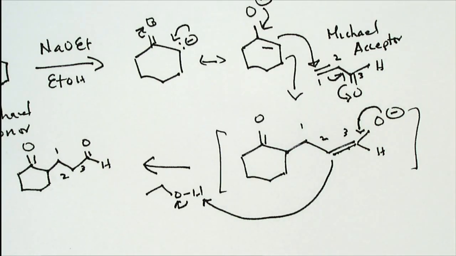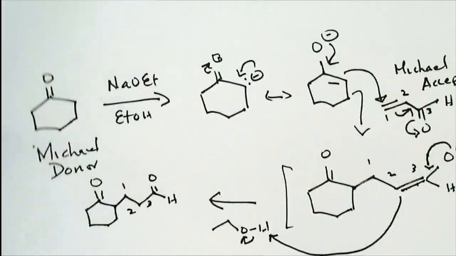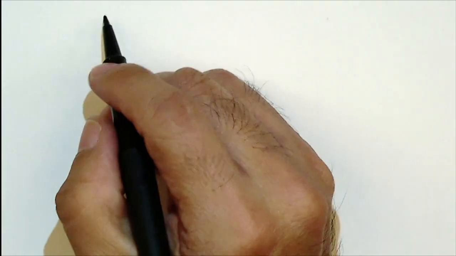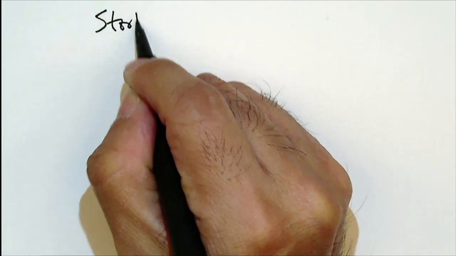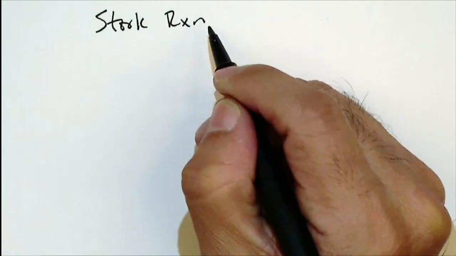The Michael donor is the attacking species. The Michael acceptor is the one that is attacked in a Michael addition reaction. Next reaction is the Stork reaction. So this one is the Stork reaction.